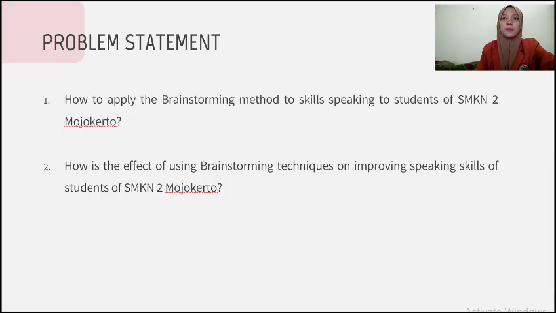Next, problem statement. First, how to apply the brainstorming method to speaking skill of students of SMK 2 Mojokerto. Second, how is the effect of using brainstorming techniques on improving speaking skill of students of SMK 2 Mojokerto?